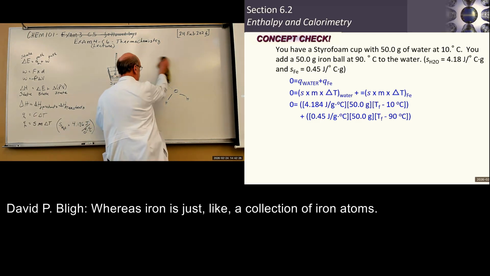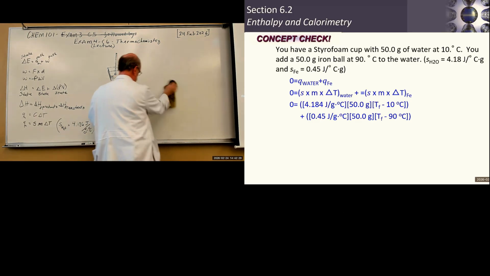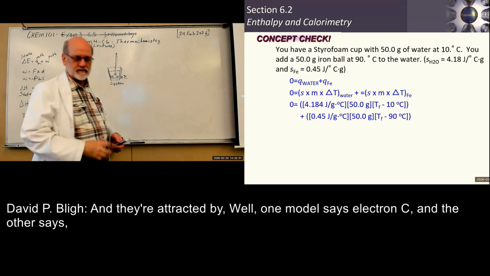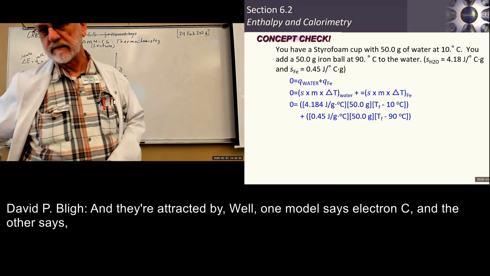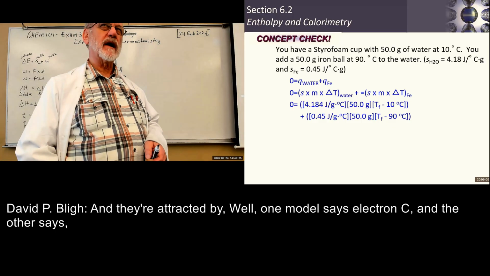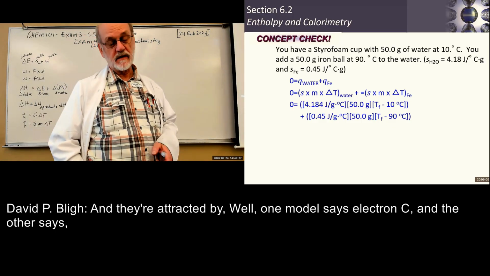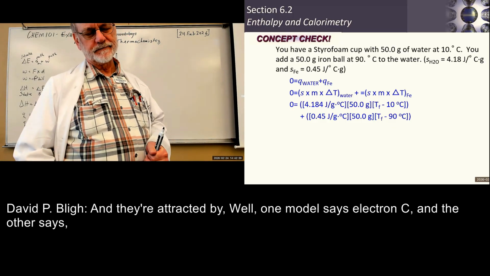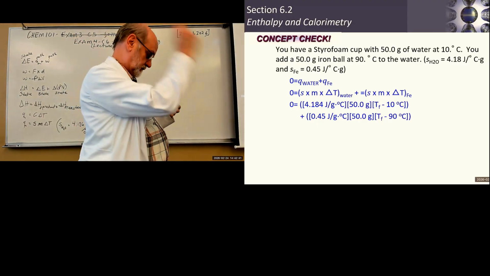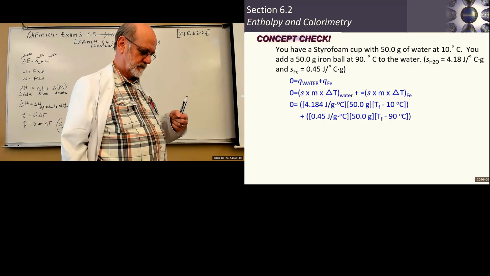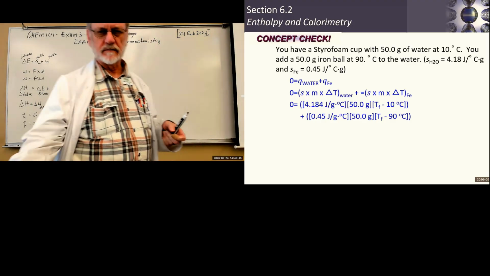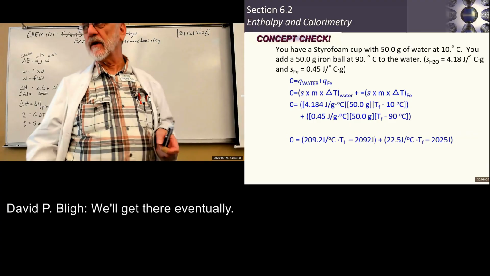Whereas iron is just a collection of iron atoms. And they're attracted by, well, one model says electron sea and the other says molecular orbital. We'll get there eventually.